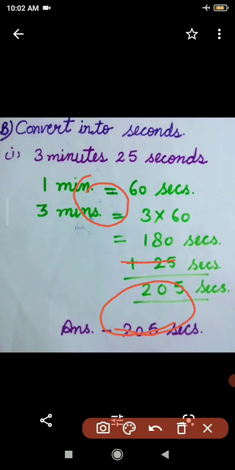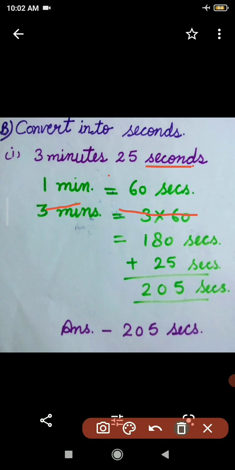See the next sum, convert into seconds. What do we have? 3 minutes 25 seconds. Now as we know, 1 minute is equal to 60 seconds. So 3 minutes is equal to 3 multiplied by 60. Multiplying it, we get 180 seconds. How many more seconds do we have? 25. Then we add 25. When we add 180 and 25, we get 205 seconds.